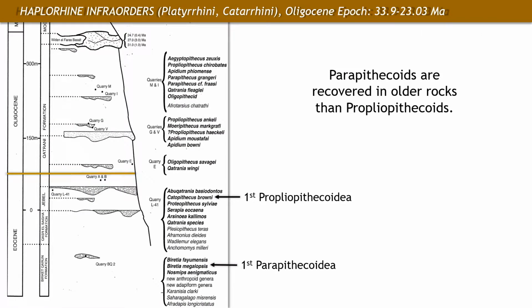Parapithecoids are recovered in older rocks than Proplyopithecoids. So technically speaking, the first Parapithecoidea probably come out of this group here in the late Eocene. By the time we get into the boundary with the Eocene, we start having Proplyopithecoids right through here. And then after that, you've got both groups going off.